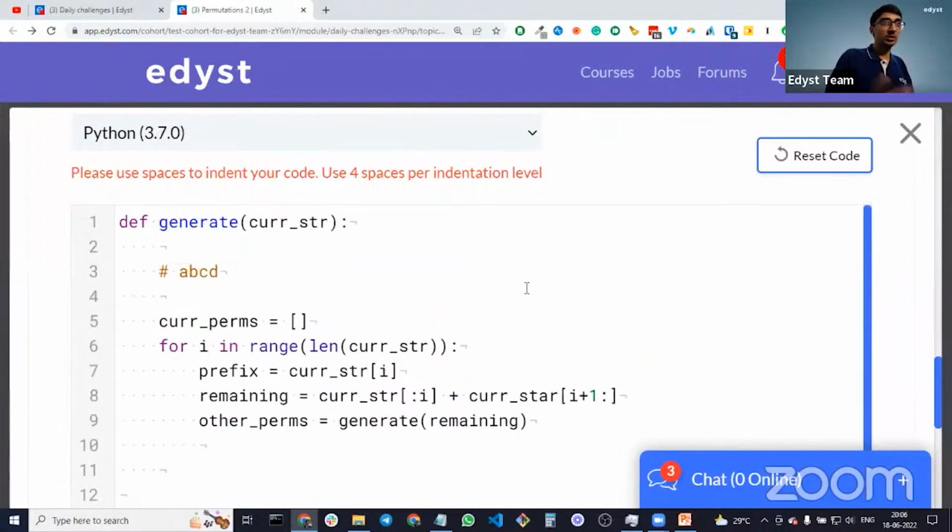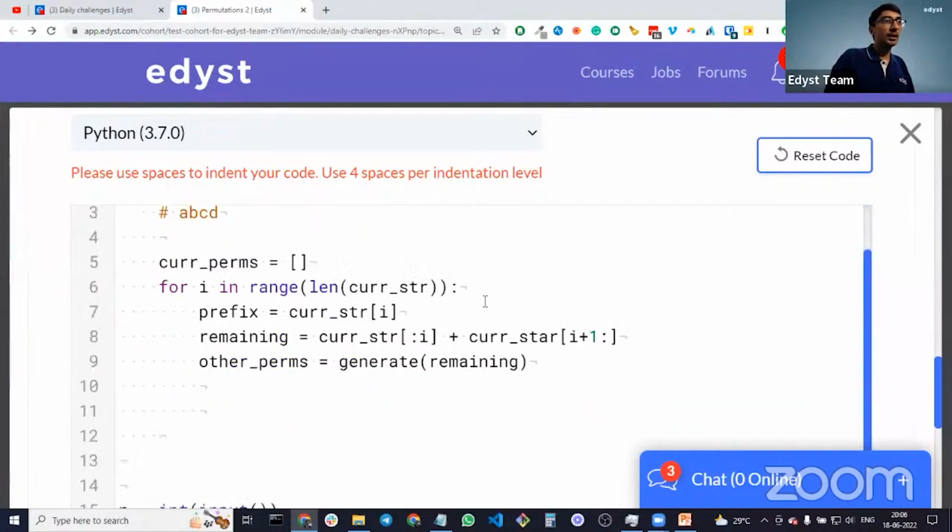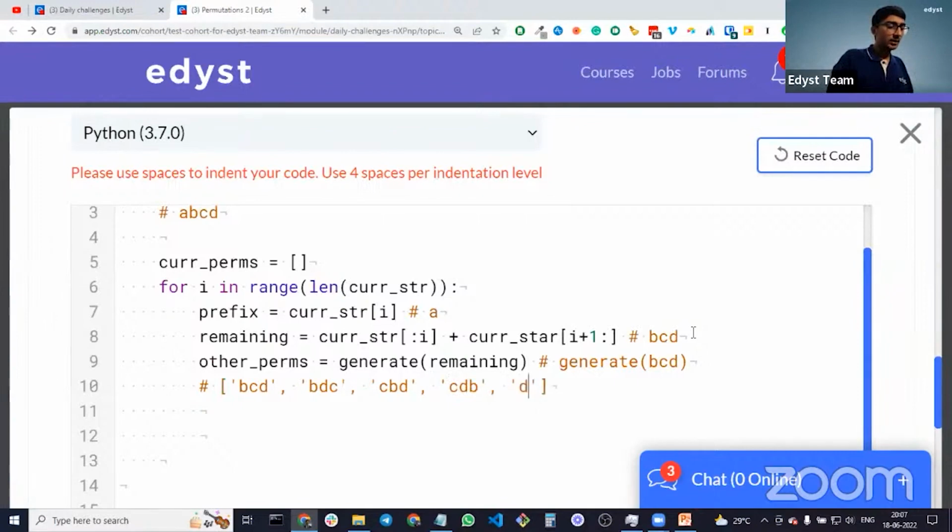For each of the other permutations, the new permutations that you got, what will I get back here? For example, first A will be the starting point, then B, then C, then D. Let's say A is the starting point. The remaining will become B, C, D, so go ahead and generate for B, C, D. This is going to give me a list, which is the part I'll get to. It's going to give me a list of BCD, BDC, CBD, CDB, DBC and DCB.